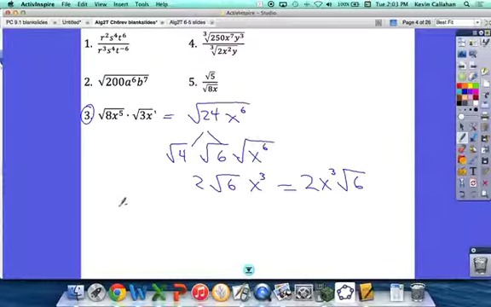When I'm looking at these, I tend to look at the numbers different than the variables. You know, they kind of require different skills, let's say. So do what you can. Don't turn them into decimals.